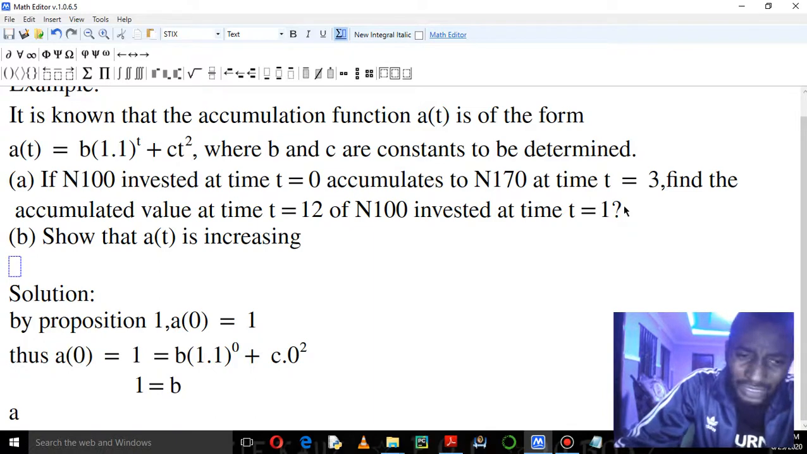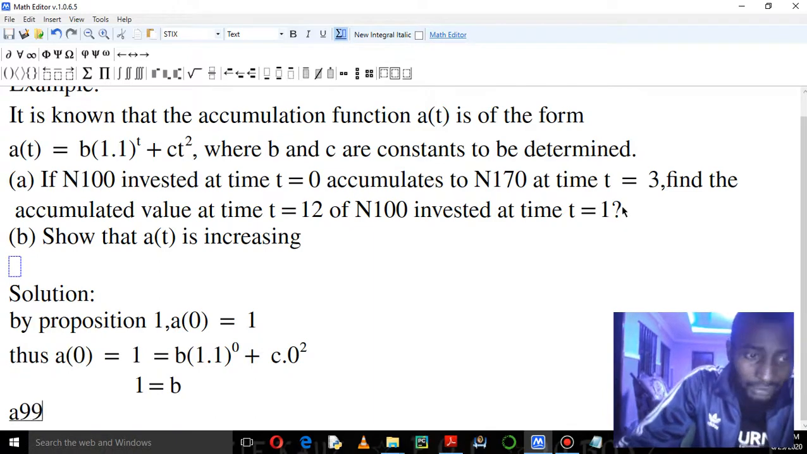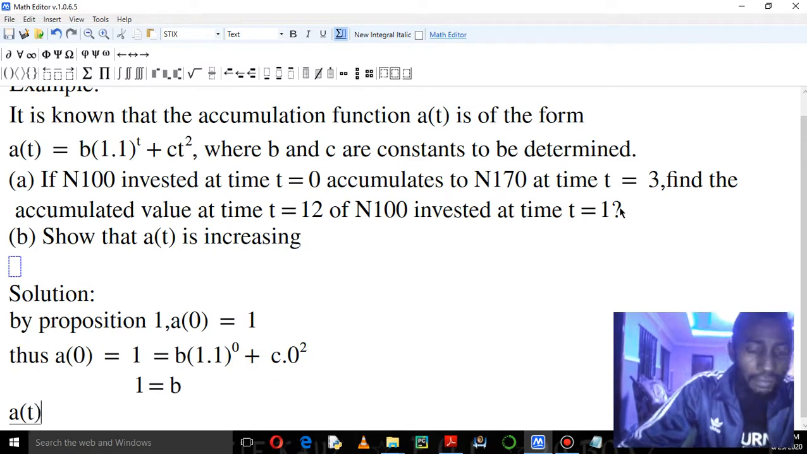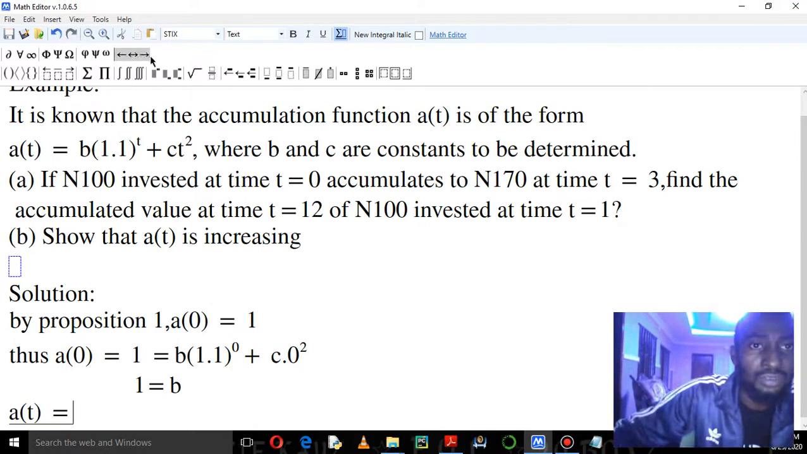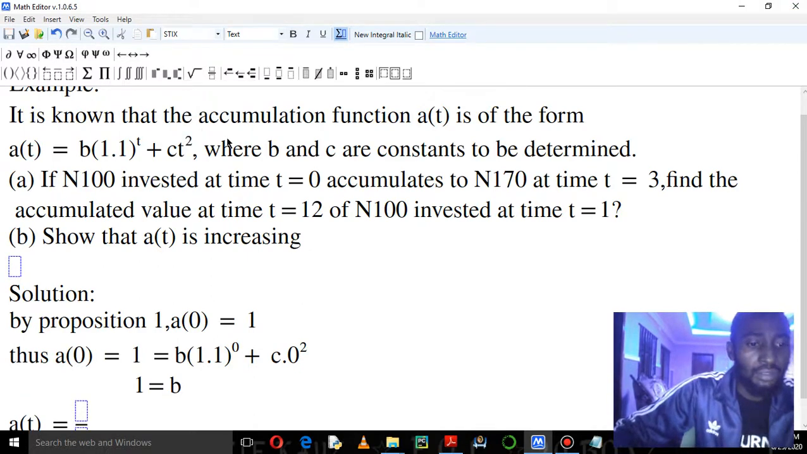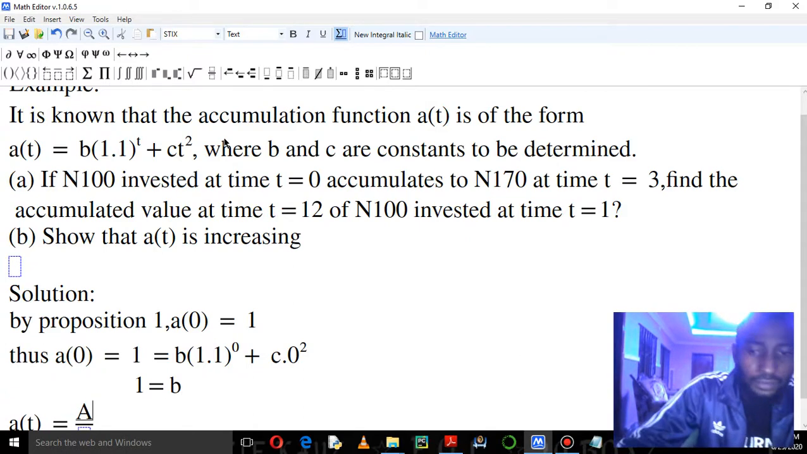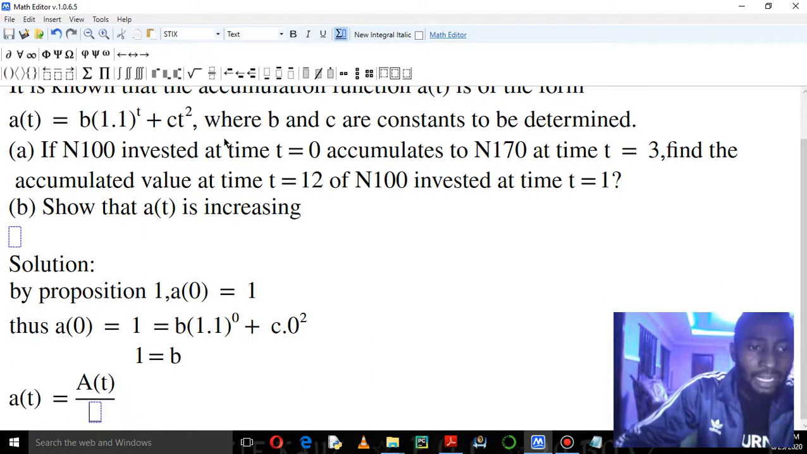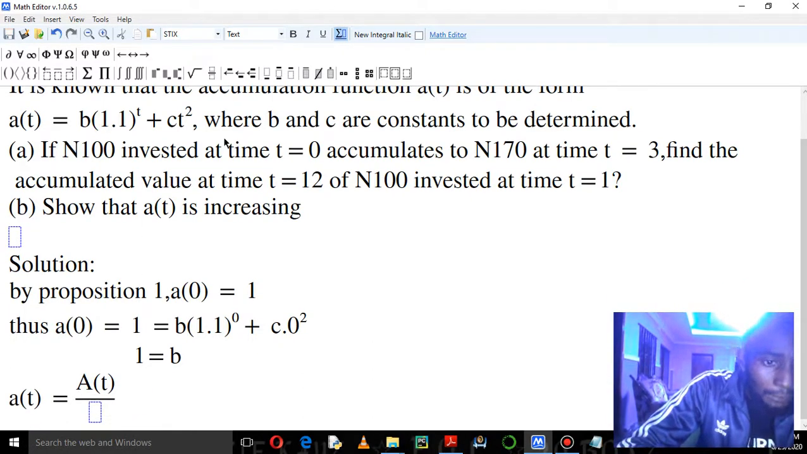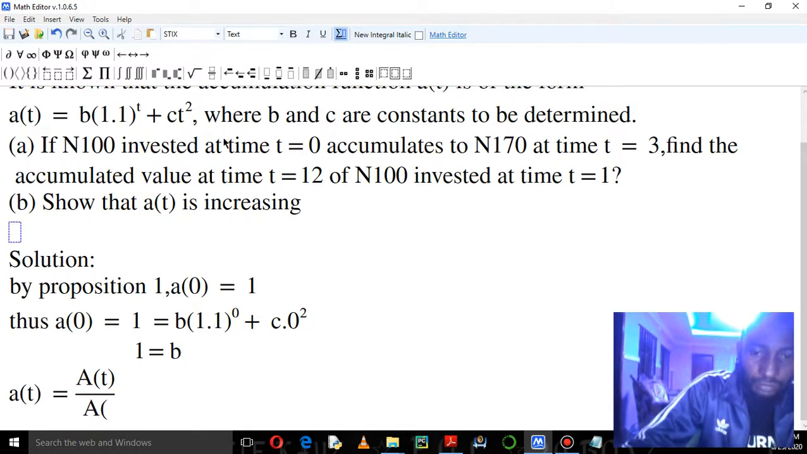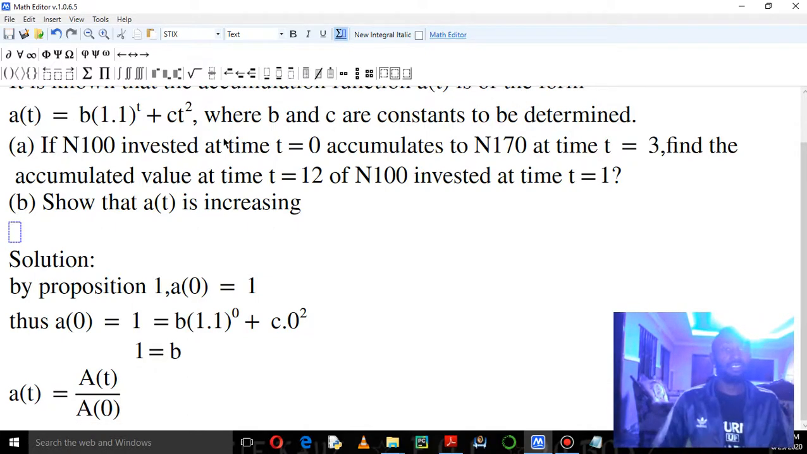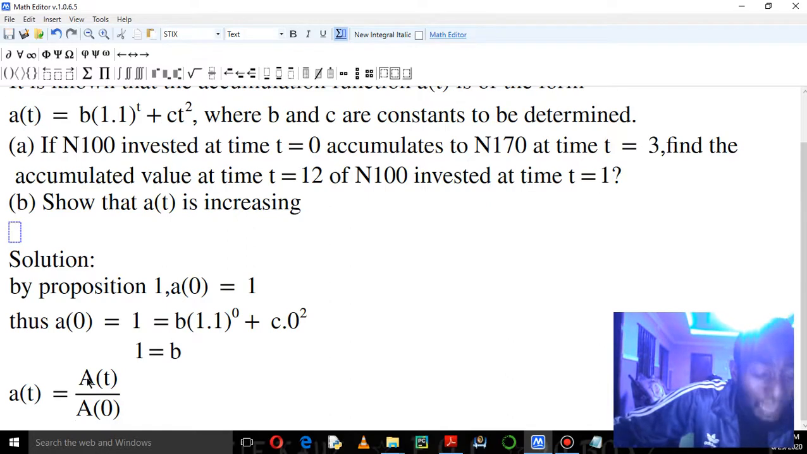Now, the same accumulation function, we have a formula for the accumulation function. We said small a of t is equal to capital A of t all over capital A of 0. Do you understand? And we know when we have capital A, it is the amount function.